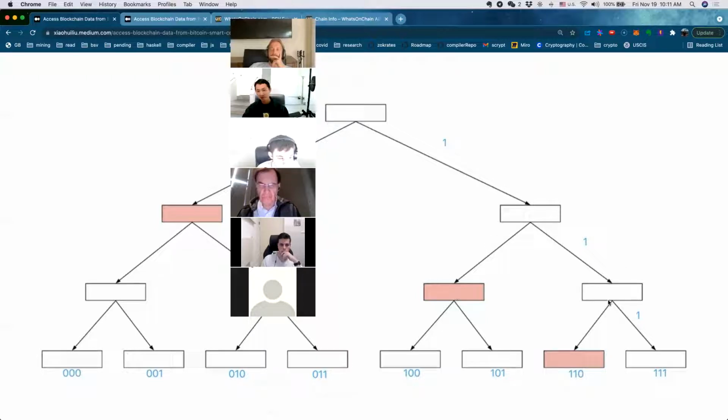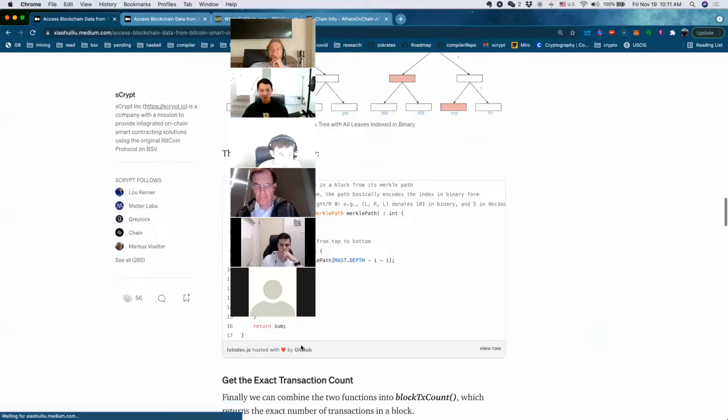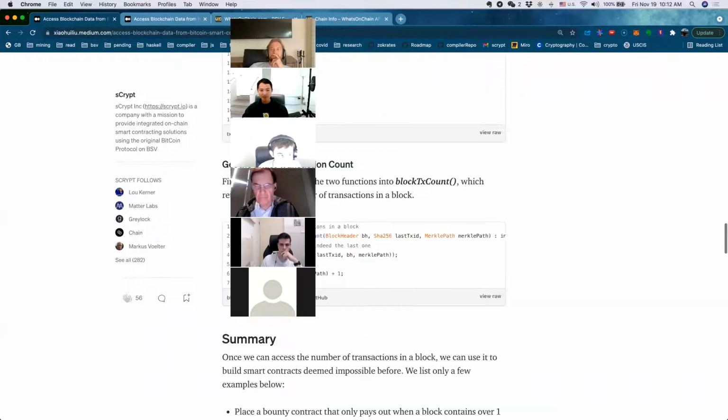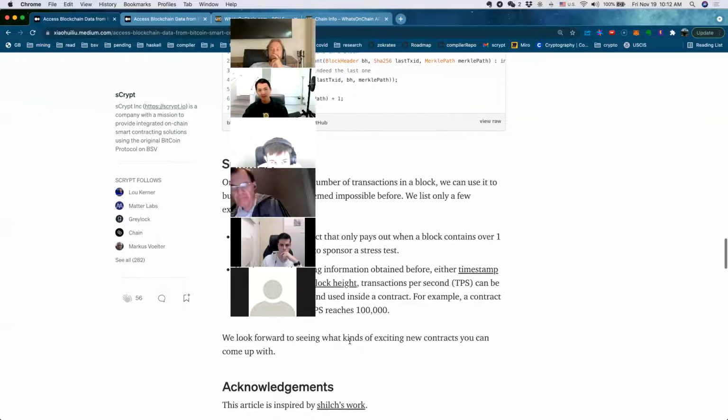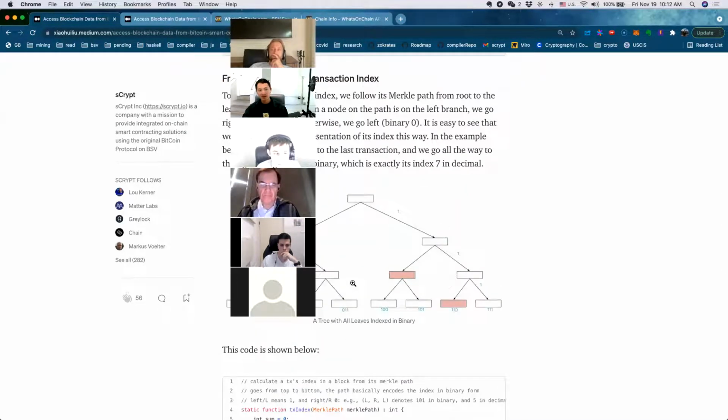If it's on the left, you go right. If it's on the right, you go left. So that's how you get to the index. Once you have the index, because it starts from 0, the number is simply the index +1. Once you have the index for the last transaction, you just +1. This gives you the number of transactions. Any questions so far about here?